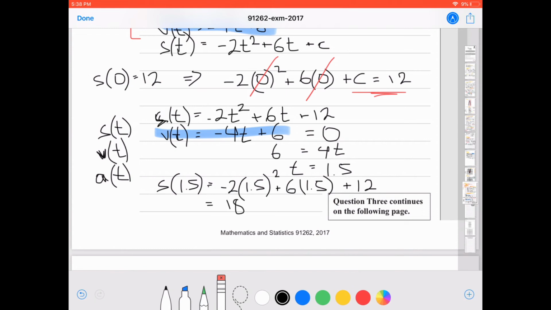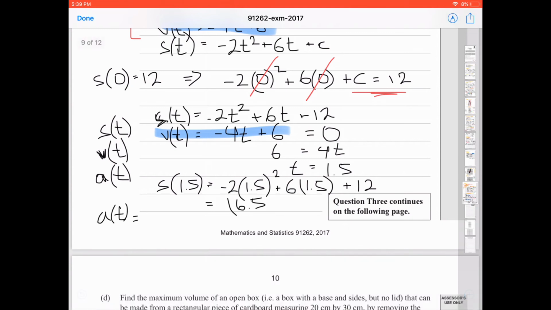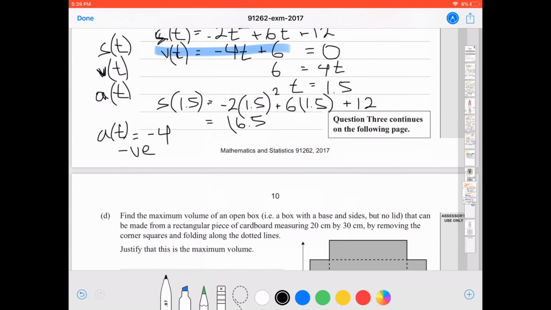16.5. Okay, we've got to justify that this is the maximum. And how are we going to do that? You could use the second derivative, which is funny because the second derivative, a of t, the acceleration, was a constant, wasn't it? We said that was minus 4. And so if a of t is minus 4, obviously it's negative, and so that means maximum, right? We discussed that in the earlier question.